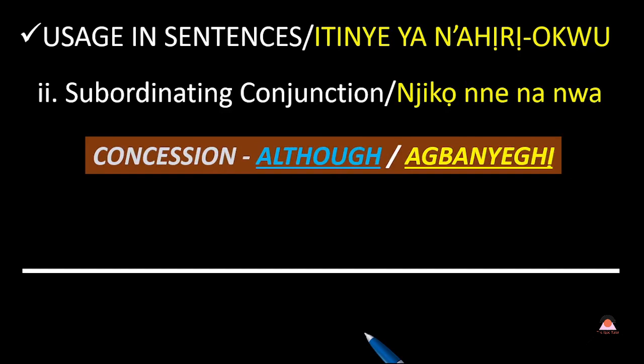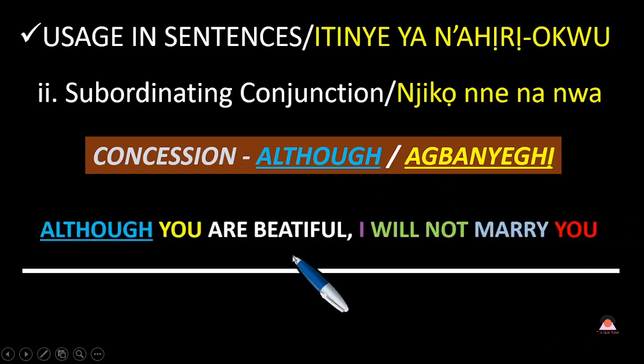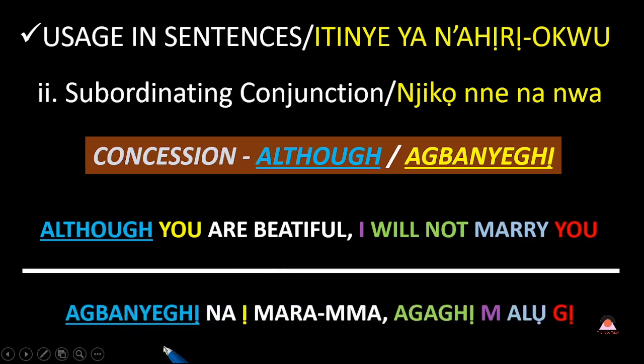Move to the next one. And the class here is concession. And the conjunction is although. And the Igbo version is agbanyeghị. Let's look at the sentence. Although you are beautiful, I will not marry you. Let's look at the Igbo version. Agbanyeghị na ị mara mma, agaghị m alụ gị.